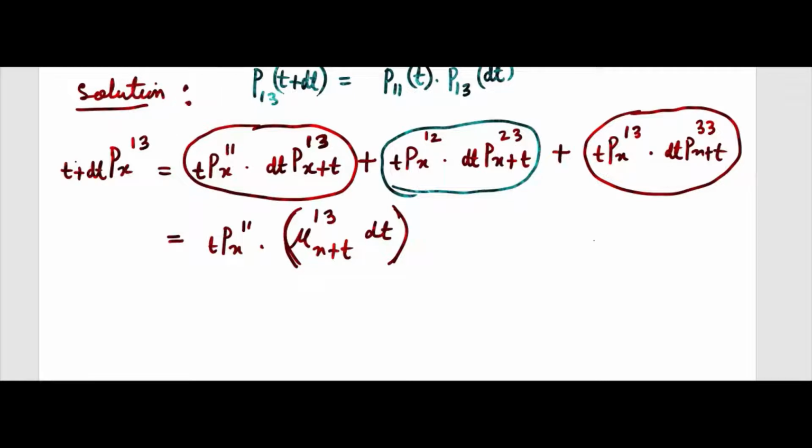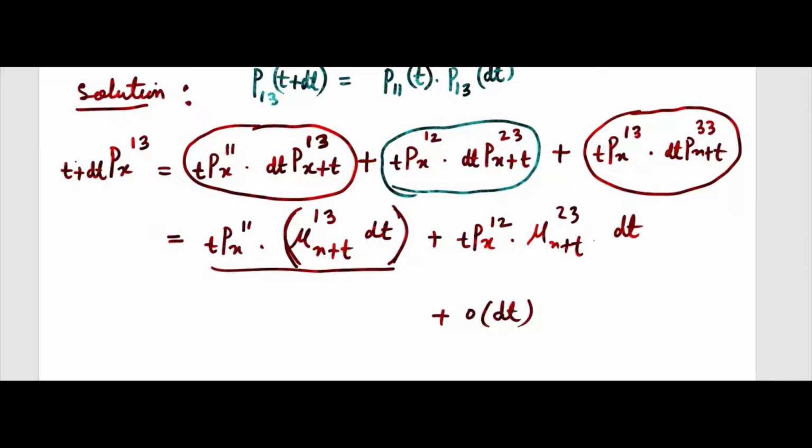So this is 1 for 1 to 3. Then we have another one, we'll apply here for 2 to 3 as well. Plus p xt 1 2 mu x plus t 2 3 dt. Order of dt, let me write here. Here you will get 1. Here also for this term you will get 1. So both you can combine and you can write here. Order of dt plus order of dt, that will be order of dt.